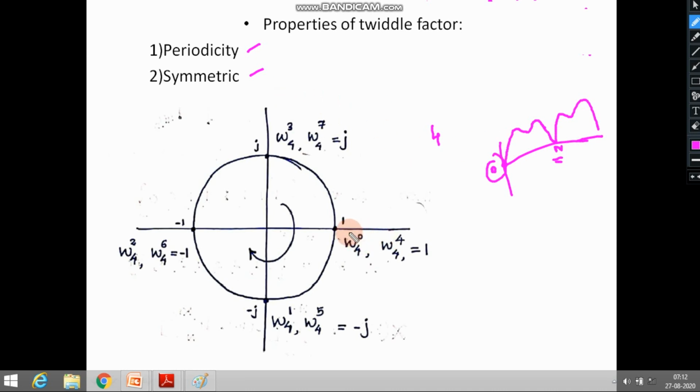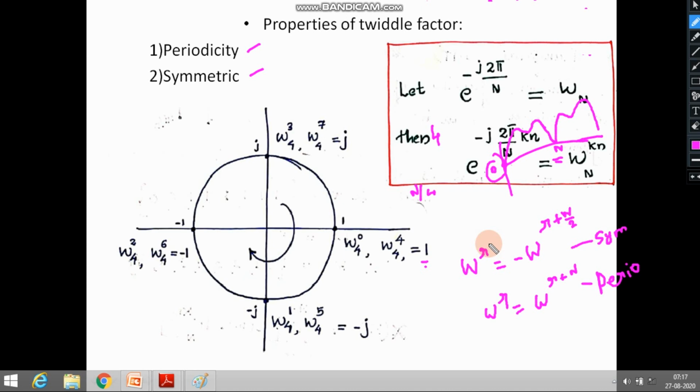So if we have to find the values, certain values are equal, that is omega 4 raised to 0 and omega 4 raised to 4 are both equal to 1, which is the periodicity. And the symmetry is that when adding half of N, that is N by 2, to the exponent, omega 4 raised to 0 becomes the negative of omega 4 raised to 2.